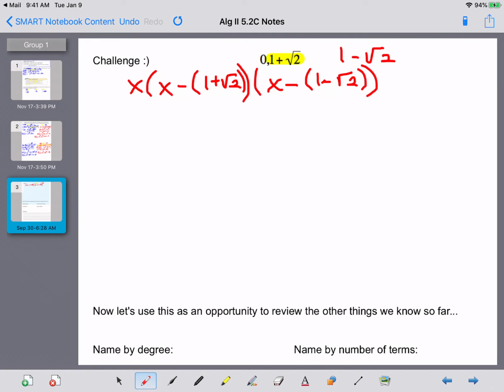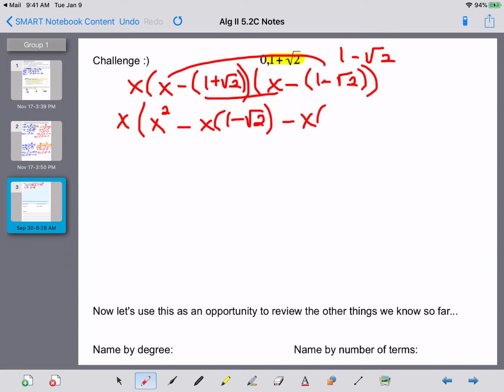So these are going to take a little more work to get them multiplied together. Again, we're going to multiply the conjugates first. So we're going to do x times x would be x squared. Outsides, we have x times that. So x times negative, all that stuff in parentheses, would be negative x times 1 minus root 2. We'll come back and simplify that in a minute. Then insides, we're going to have x times that one, so negative x times 1 plus root 2. And then last would be negative times negative, so positive 1 plus root 2 times 1 minus root 2.